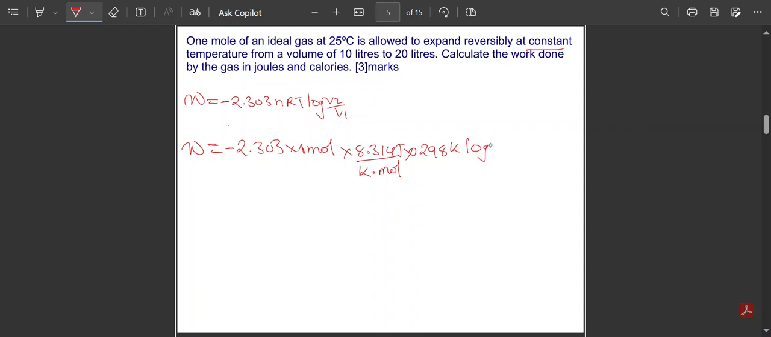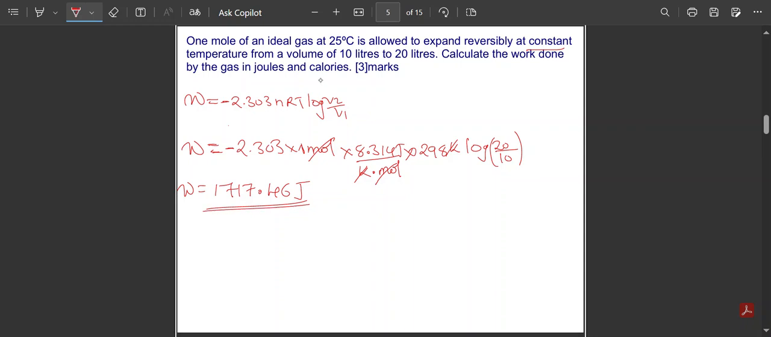Then log. So V2 is 20, right? So this is 20 over 10 like that. Better you put it in brackets there. So when you punch this, that is negative 2.303 times the moles. See the units the way they are cancelling: this one will go and this one will go, the Kelvin and the Kelvin will go. So only the joule remains on top there. So this is giving me the value of work equal to 1000, then 0.46 like that. So this is work in joules.